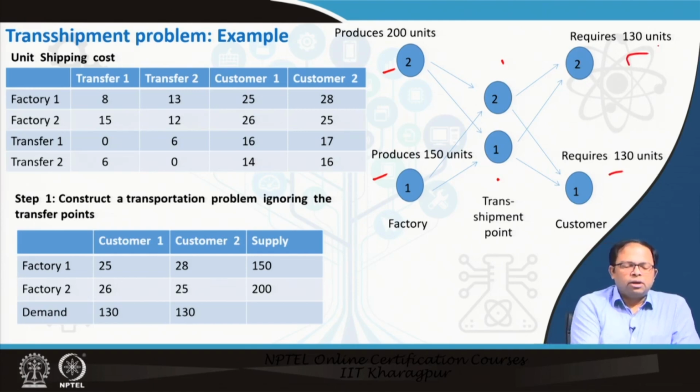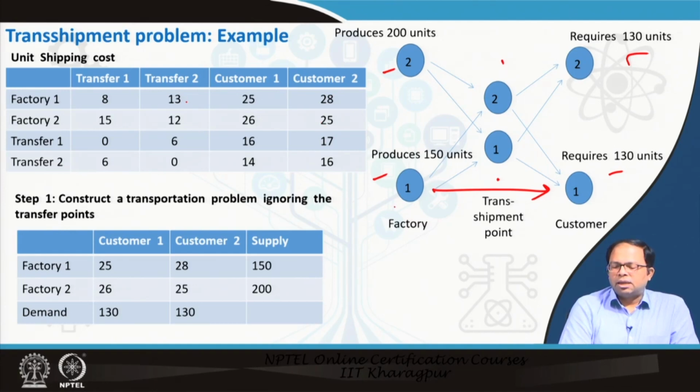The shipping cost is given: factory 1 to transfer 1, cost is 8, factory 1 to transfer 2, cost is 13, factory 1 to customer 1 directly, this is 25, factory 1 to customer 2 directly, over here is 28, and so on. So we have been given this unit shipping cost. This data is available with us.